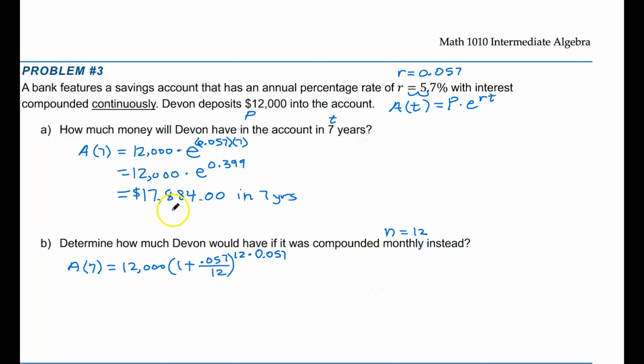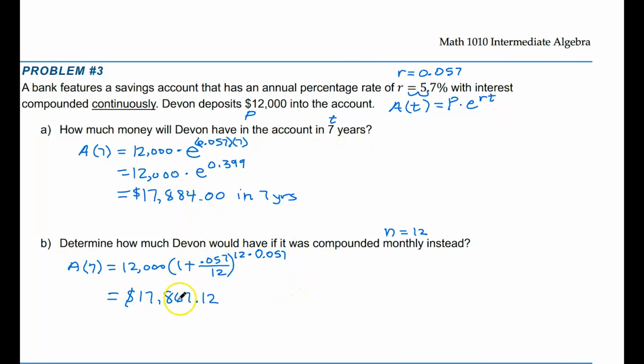Now, do you expect it to be more or less than the amount that we have here when it's compounded continuously? I wonder how big of a difference it's going to make. Let's see. Did you think it was going to be less? I hope so, because compounded monthly is not compounded as many times as we're compounding continuously.